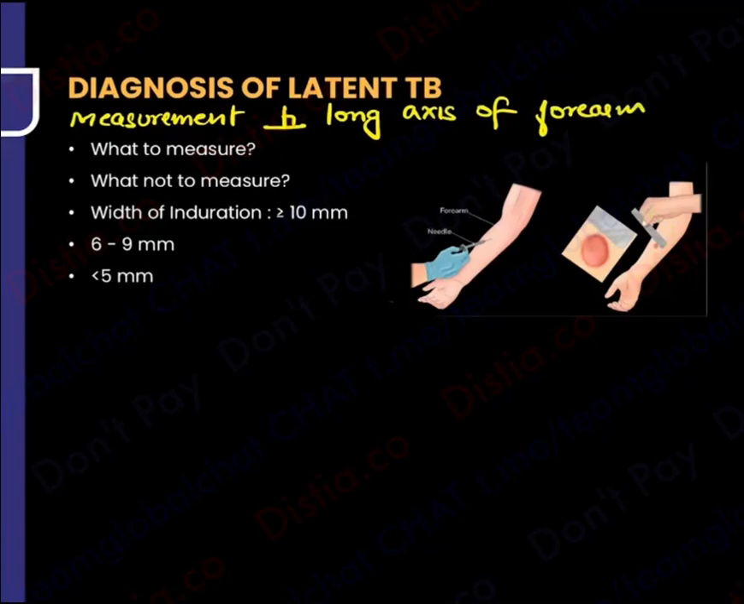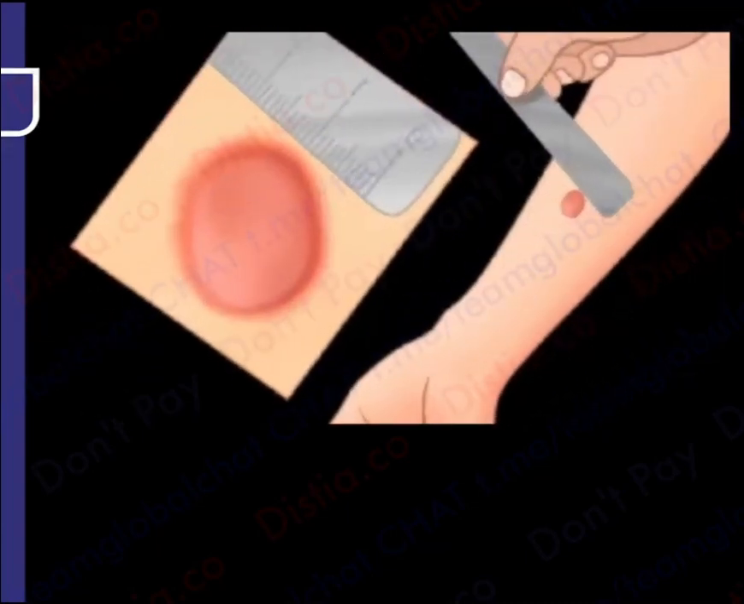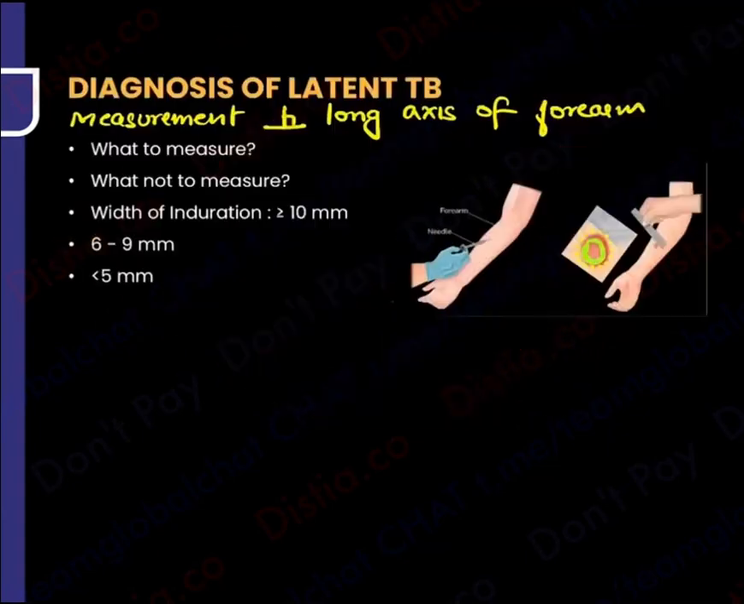So what do you have to measure in this and what do you have to ignore? Please note that if you zoom into this, you will see that there is one area which looks thickened or nodular and another area just looks a little red around it. What you have to measure is that thickened area, that is induration, and what you have to ignore is that redness, that is erythema. You don't have to measure the redness because redness can occur because of any other injection also, local site injection, right? So it's not going to be the redness that you measure.